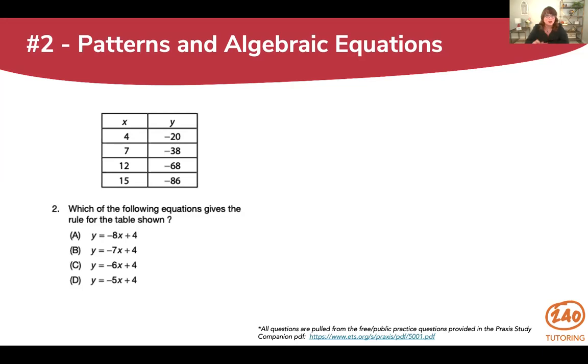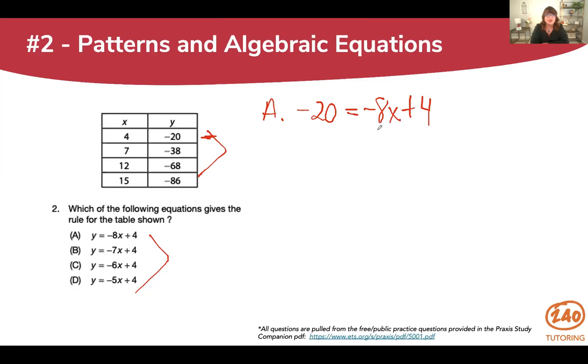that you actually can solve that with just some basic math skills. So what we're going to do here is simply take the numbers from this table and plug them into this equation until we find the one that works. So I'm going to start with A, and it says y equals negative 8x plus 4. Let's just take this first row right here. y is negative 20 equals negative 8x plus 4.